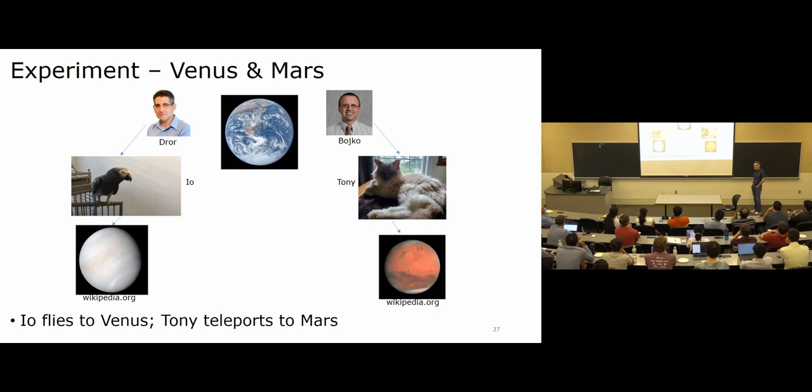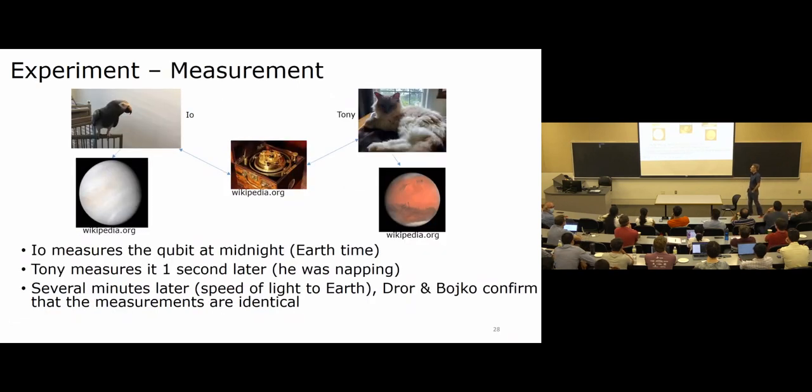We don't want any of this complicated travel business. It's too hazardous. Okay, what happens next? They measure. Io is on Venus. She is a very alert parrot and pays attention all the time, looking at her chronometer at the strike of midnight. She measures.